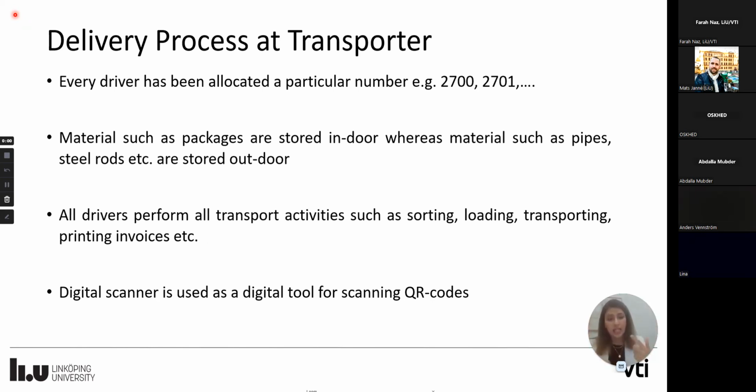And then the material is stored in 2 ways: one is stored indoor and the other is stored outdoor. The packages, small boxes, and that kind of material are stored indoor, whereas construction material that is big in size, such as pipes and steel rods, is stored outdoor. Another thing is that all drivers perform all transport activities, from sorting to loading to transporting and printing invoices. And in this case, the digital tool being used is a digital scanner.